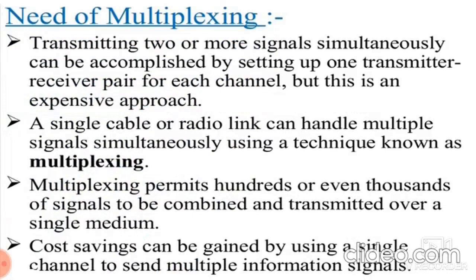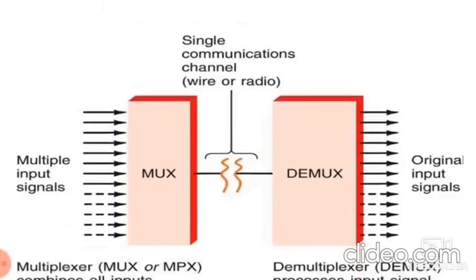Time division multiplexing is needed to reduce the bandwidth, because different signals occupy a single channel, so transmitting one or more signals simultaneously can be accomplished by the TDM process. A single cable or radio link can be enough to handle this multiplexing. Multiplexing permits hundreds or even thousands of signals to be combined through a single channel or single medium, so that the cost can be saved.